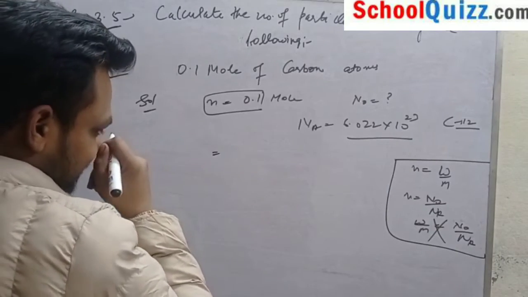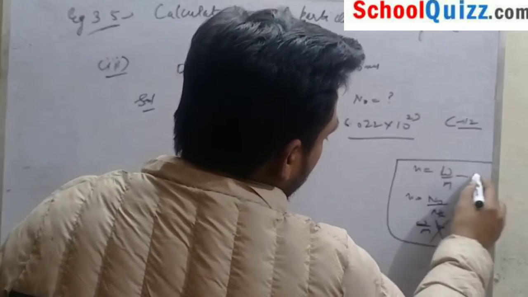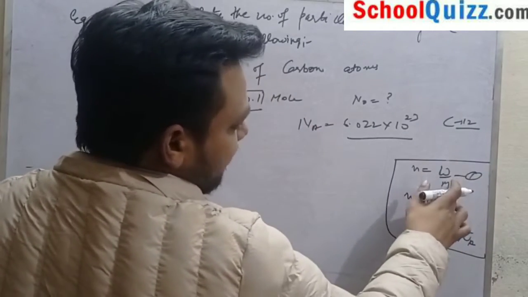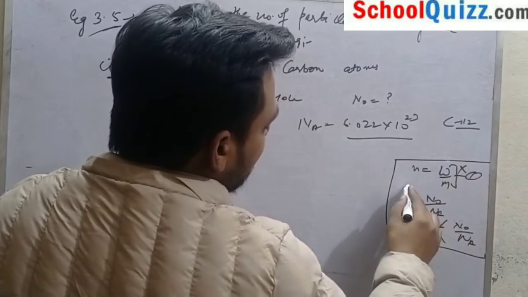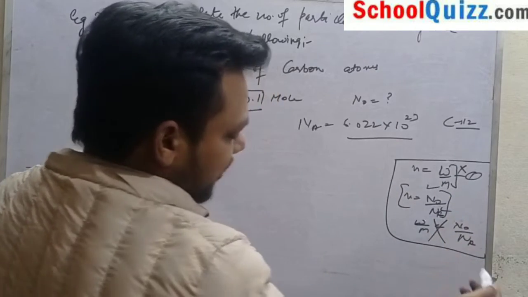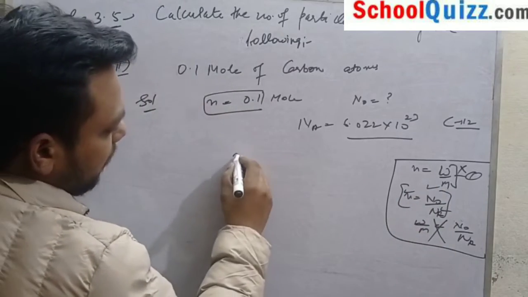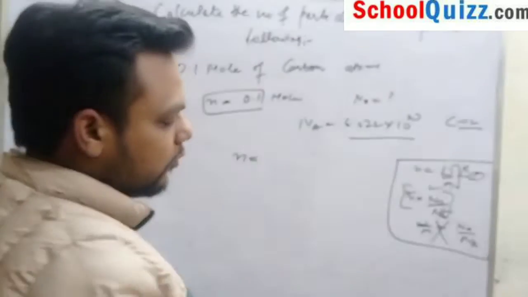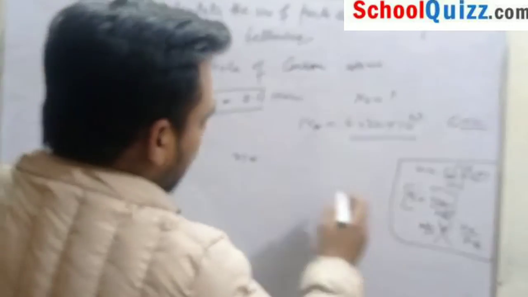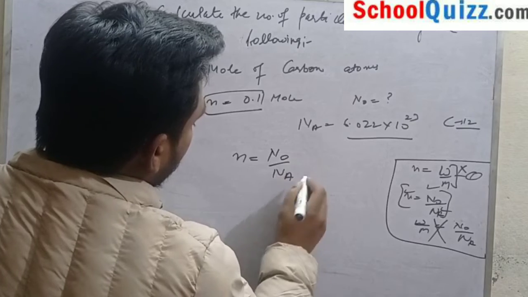So what we have to find? n naught. First we apply the first formula. n naught is not there, so we will cancel that. Suppose we apply the second formula. n naught we have to find, na is given, and n is already given. So we will apply our second formula. In this case, we don't have to go to the third formula. So n equal to n naught upon na.